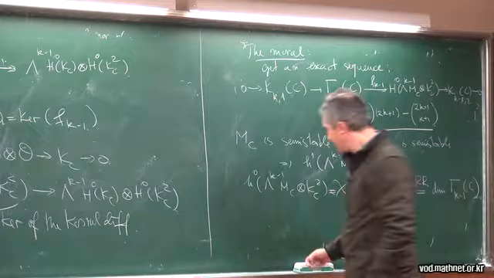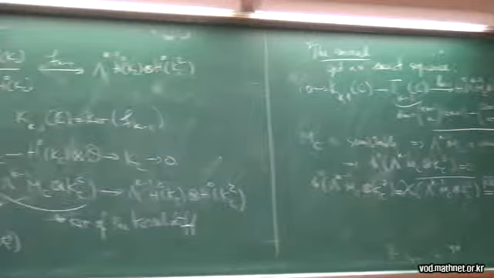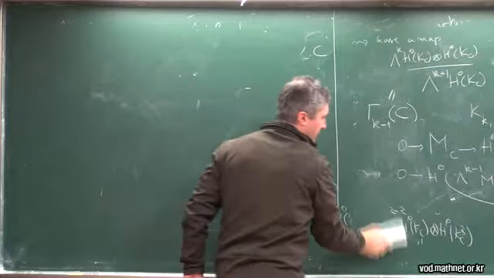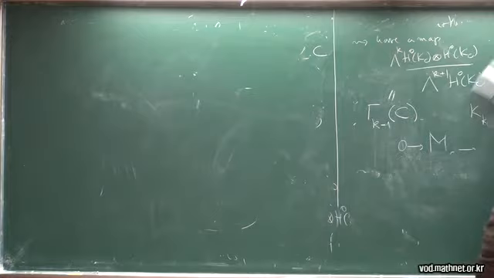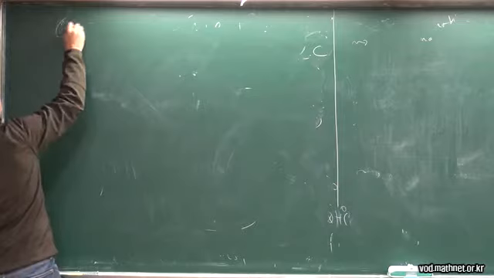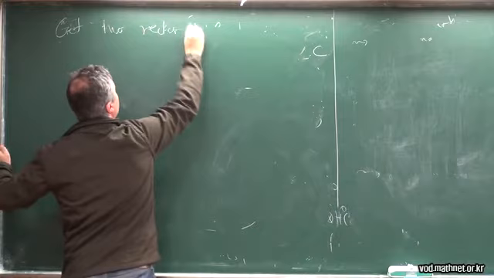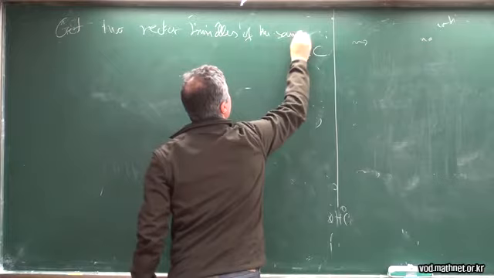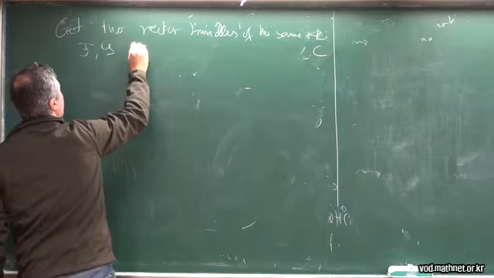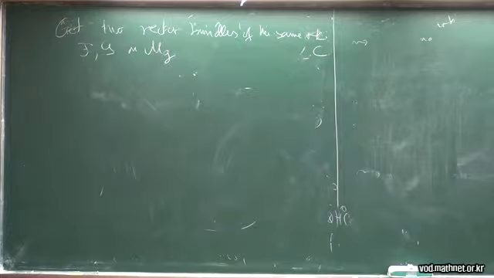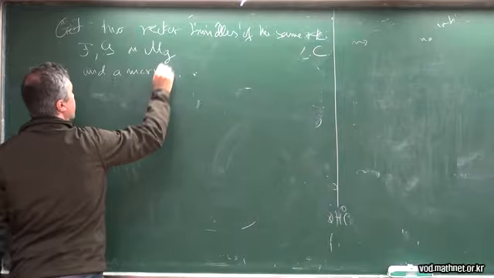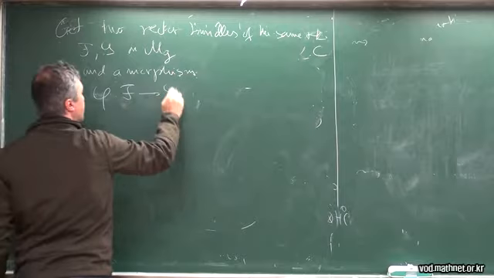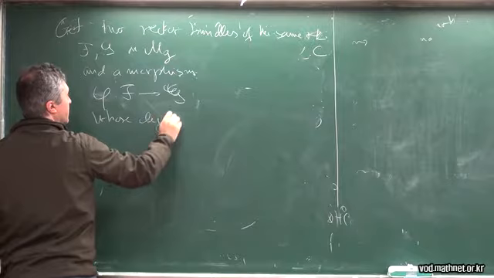So probably let me just explain a little bit. What we get at the end of the day, we get two vector bundles of the same rank, F and G on MG, and a morphism phi from F to G, whose degeneration locus is D prime K plus 1.